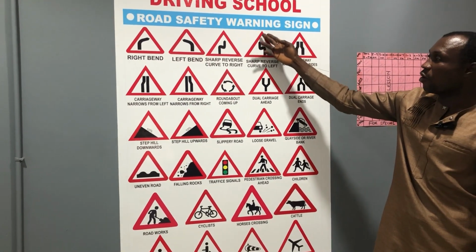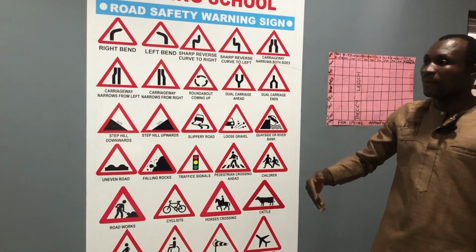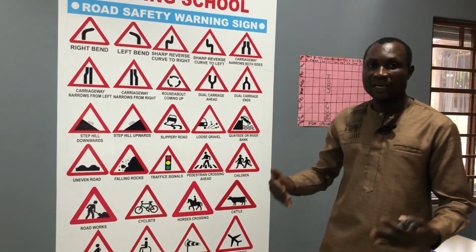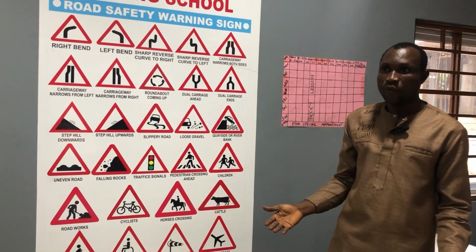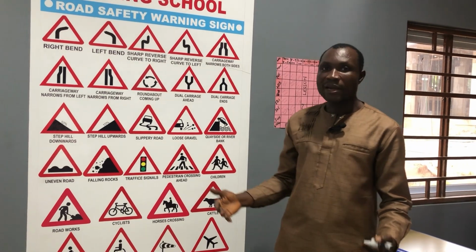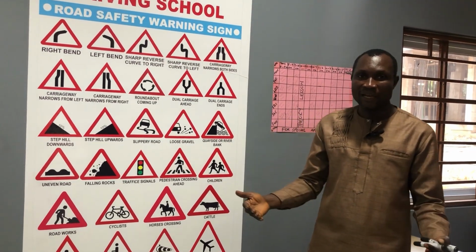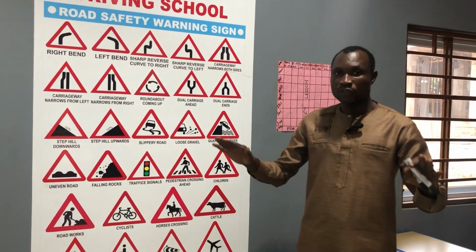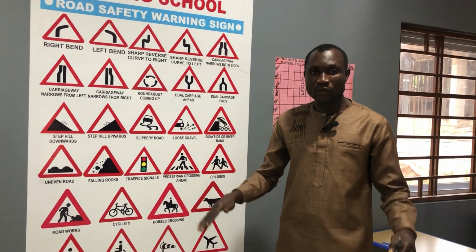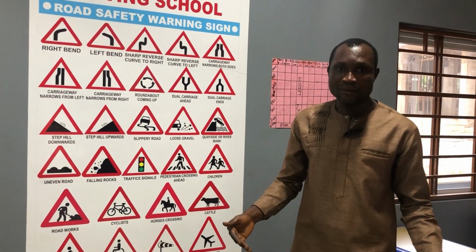Like I said earlier on, warning signs pre-inform us of the dangers ahead of us. And when you are a road user and they warn you that there is a danger ahead, what do you think you should do? You should start slowing down and start thinking of what to do to save lives and property.